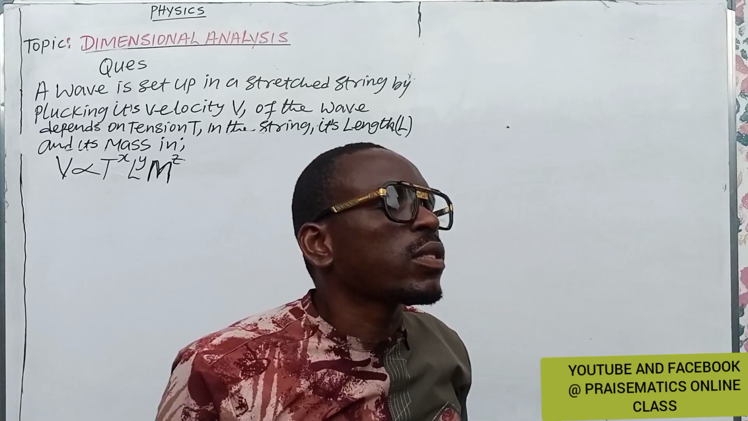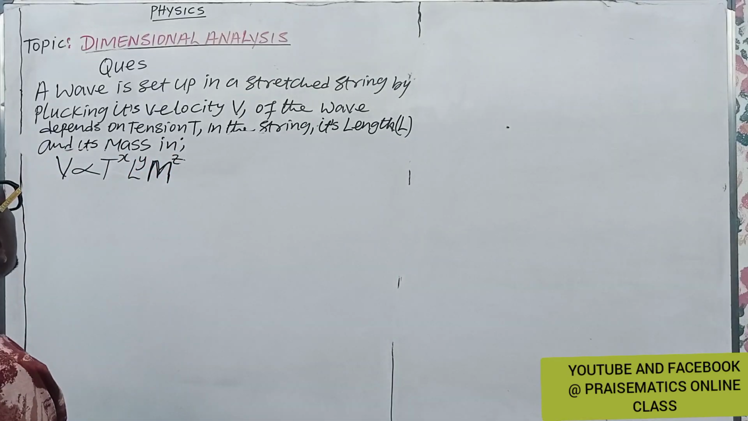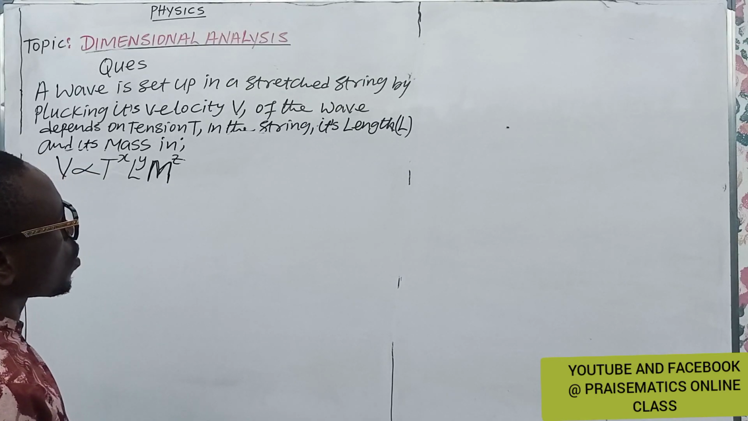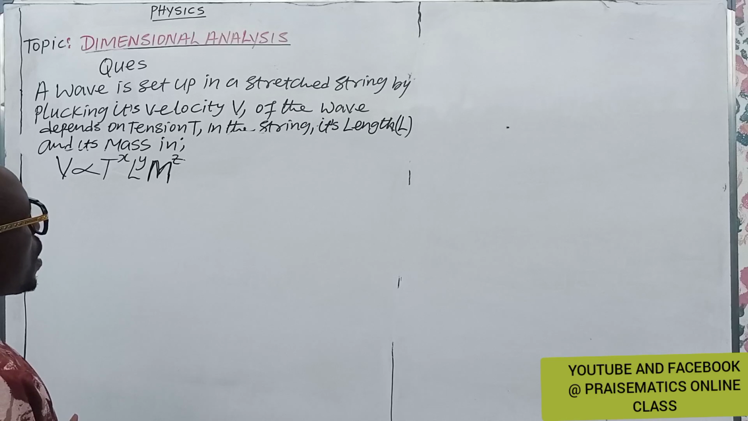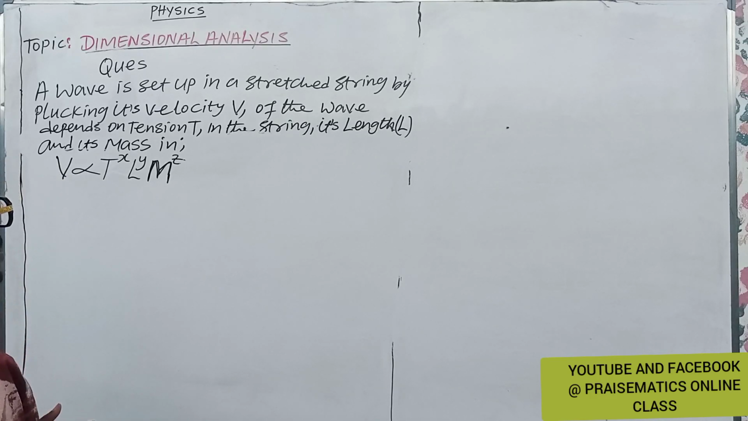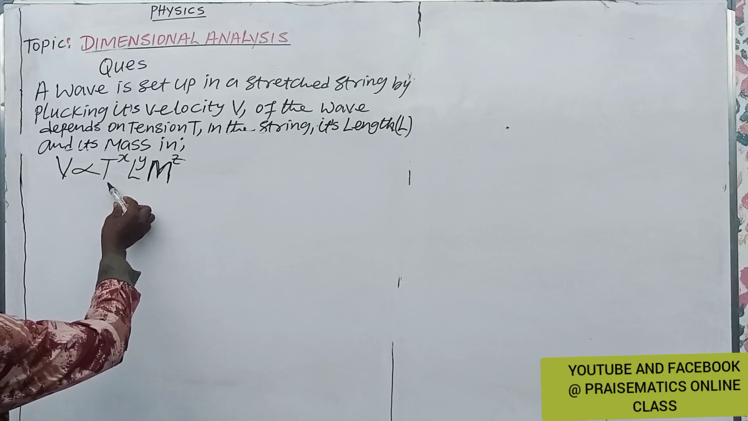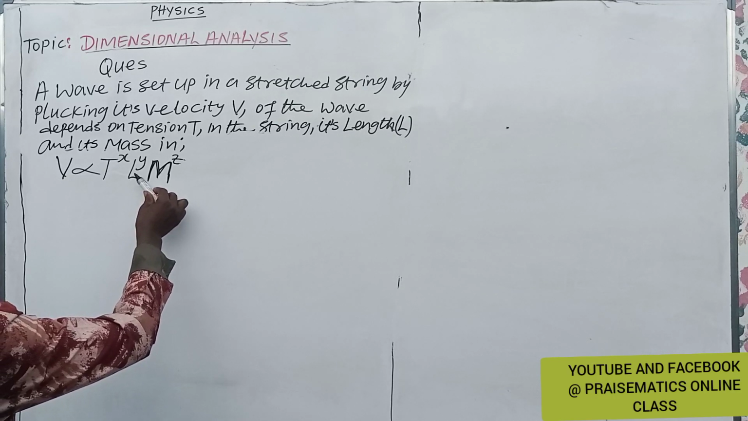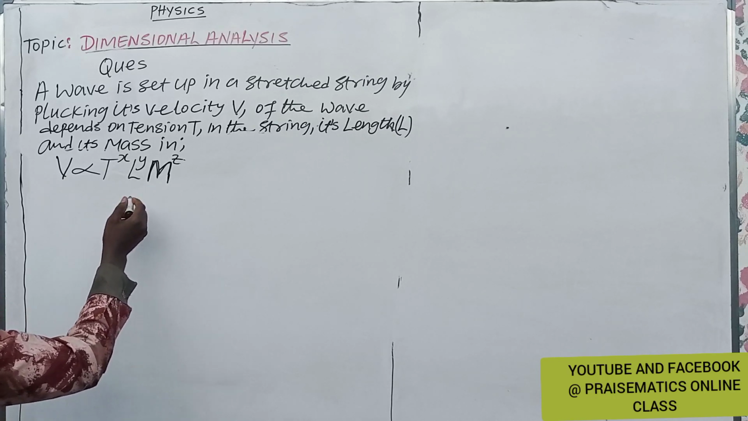In our today's class, we are going to look at questions on the board. A wave is set up in a stretched string by plucking. The velocity of the wave depends on the tension in the string, the length, and its mass. Now V is directly proportional to the product of tension, distance, which is length, and the mass. Okay, what do we do?